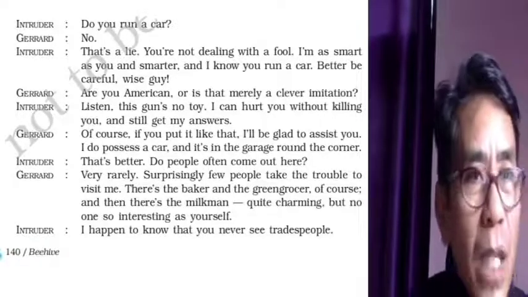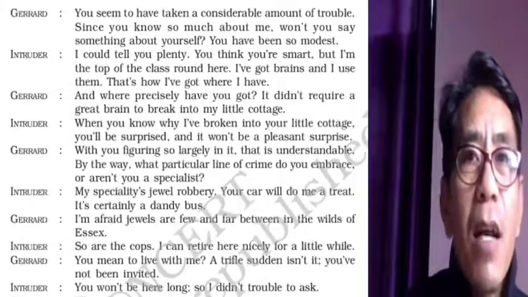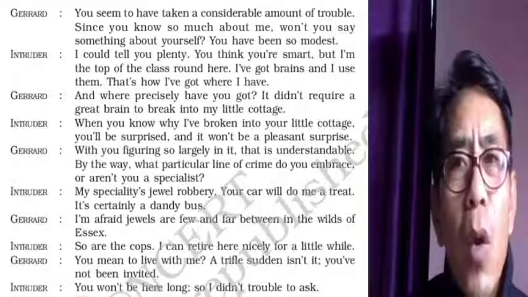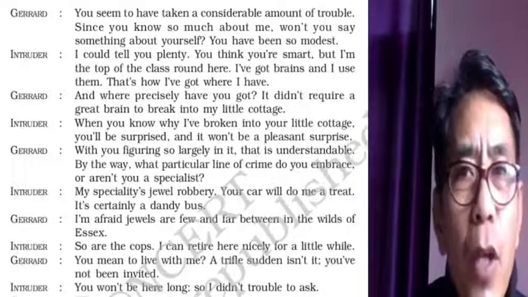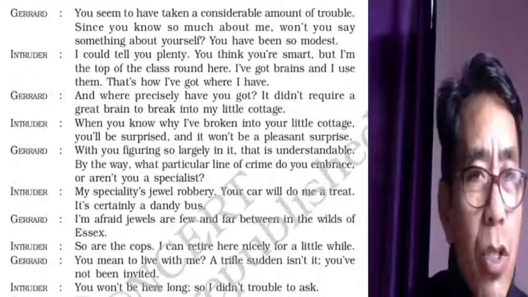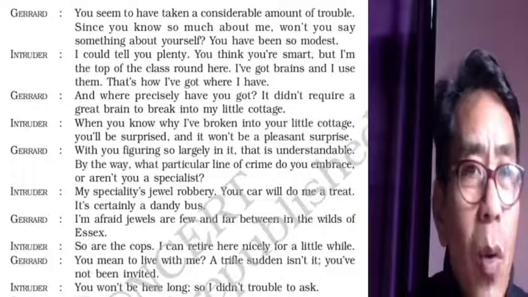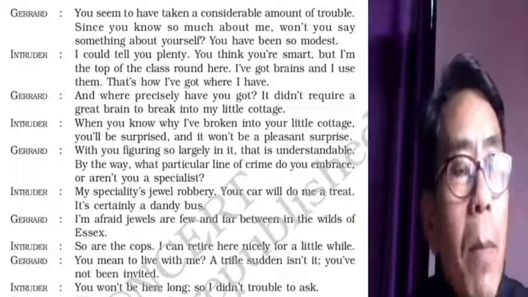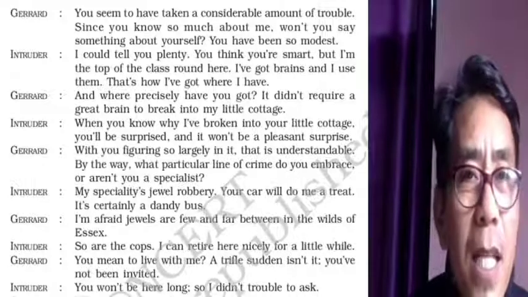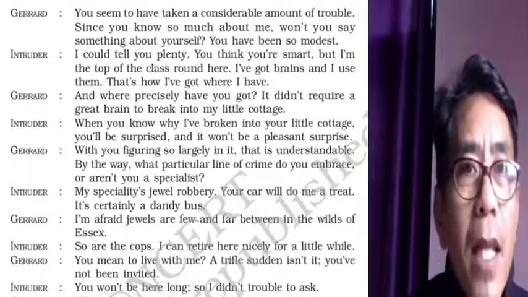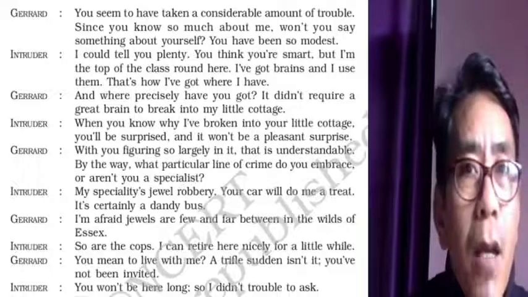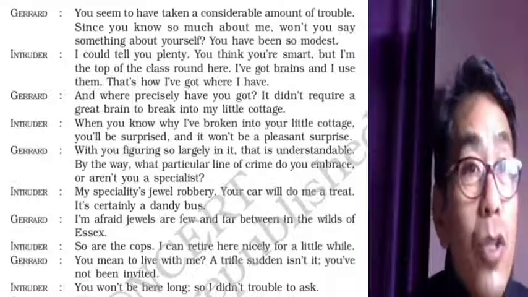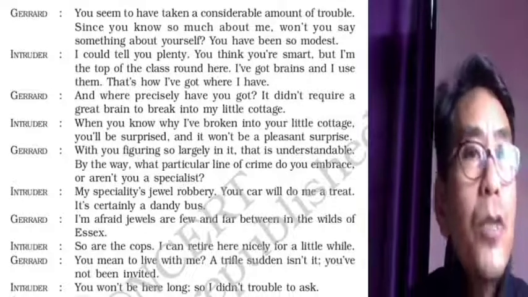And then, "Gerard, you seem to have taken a considerable amount of trouble. Since you know so much about me, won't you say something about yourself? You have been so modest." Now Gerard was surprised, okay, and he said, "Oh, so you have taken lots and lots of time studying about me. You have learned so many things, and you know so many things about me. And then why don't you introduce yourself? Why are you being so modest? Okay, can you please introduce?" So Girard told the intruder to introduce himself.